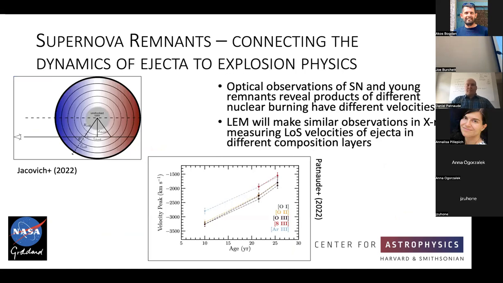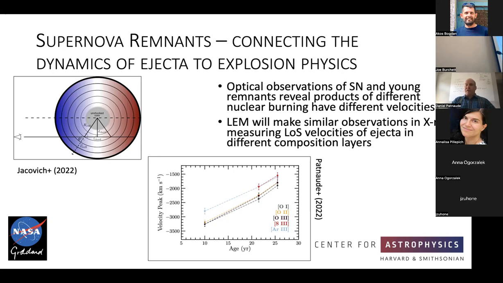This plot in the center is of the different nucleosynthetic burning products. We have oxygen emission, and then we'll have the products of explosive oxygen burning, notably sulfur and argon. And you can see that in this particular object, the products of the explosive oxygen burning are actually systematically slower than the oxygen. So this suggests that the burning that occurred during the explosion, the explosion itself, was not well mixed.